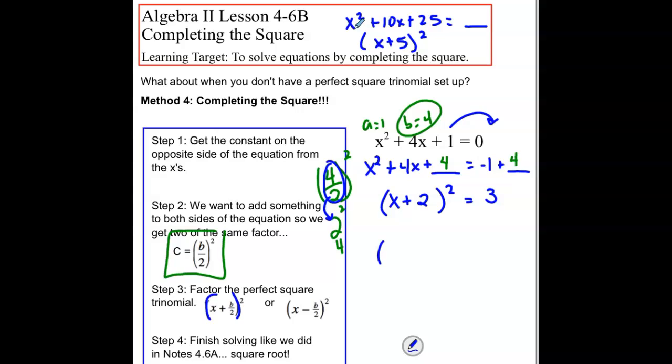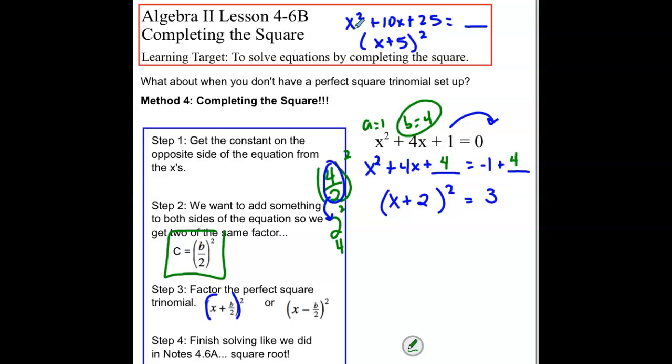And you can always check it. If we take x plus 2 and square it, we end up with x squared. 2x plus 2x would be 4x for our insides and outsides. And our last term, 2 times 2, would be the 4. So it does work.